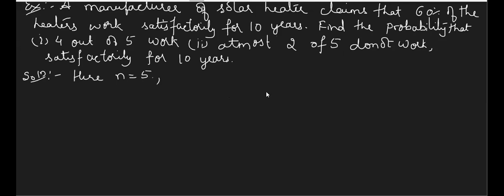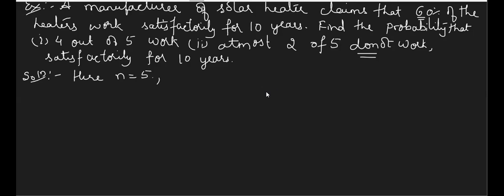Now we have to find p and q, but this p and q is going to be different in the two conditions. What they have given, this 60%, is for the work. This is a probability that a heater will work satisfactorily for 10 years is 60%. The first condition is also working, but in the second condition you can see the words do not work. So I'll change p and q. Are you getting the part?